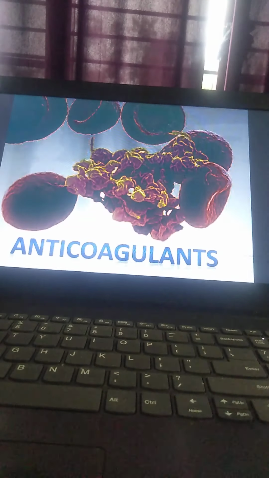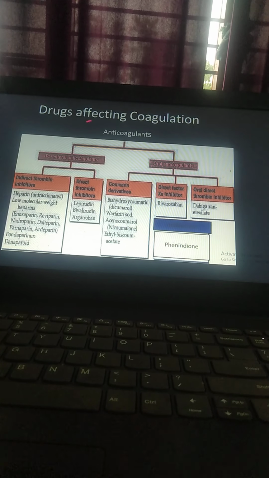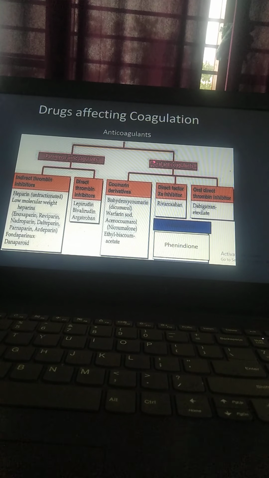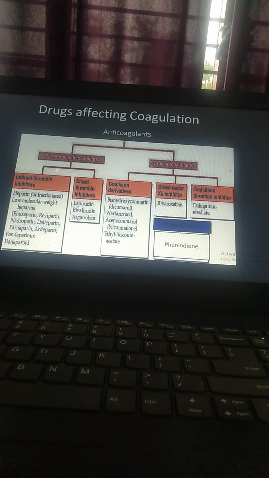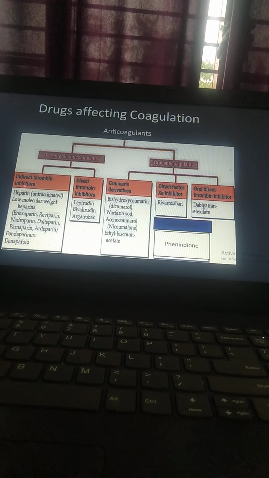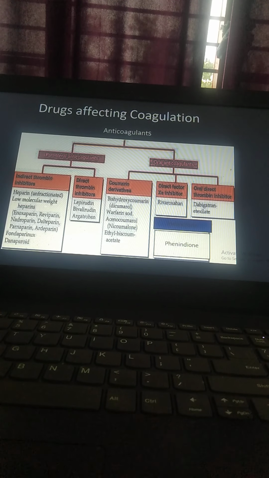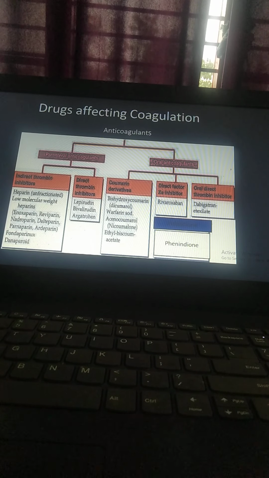Now we have anticoagulants. Anticoagulants, we know, are drugs affecting coagulation. We have two subheads: parenteral anticoagulants and oral anticoagulants. Parenterals are divided into indirect thrombin inhibitors and direct thrombin inhibitors. Among the indirect thrombin inhibitors is heparin, unfractionated, that is UF. Low molecular weight heparins we have enoxaparin. Remember these, the parins.